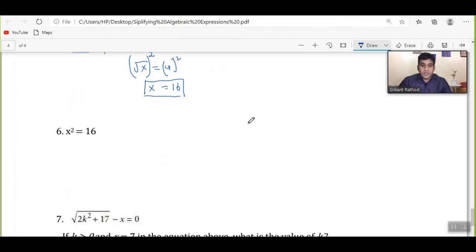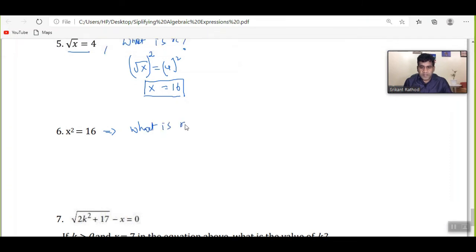So now let's consider here x square is equal to 16. Then what is the value of x? Question.